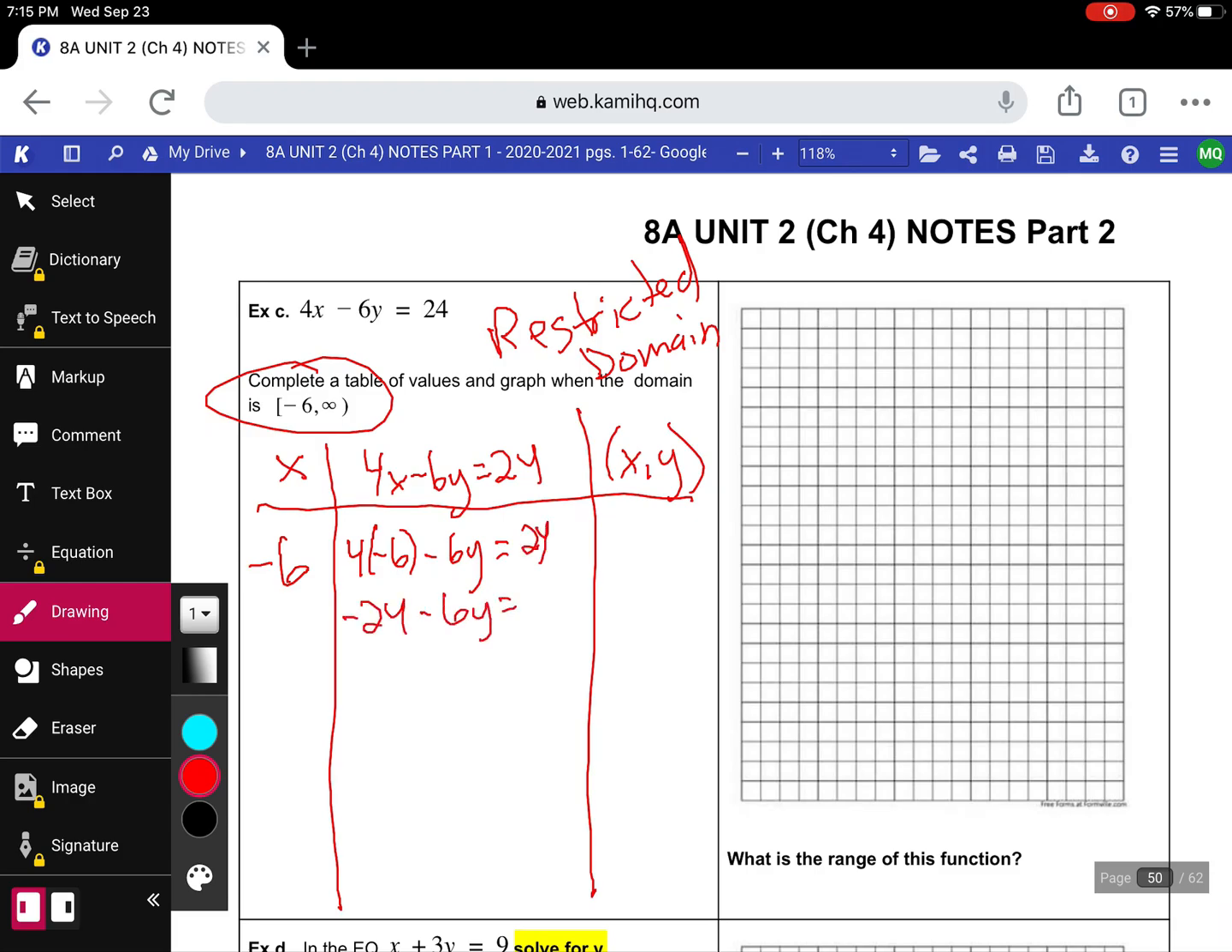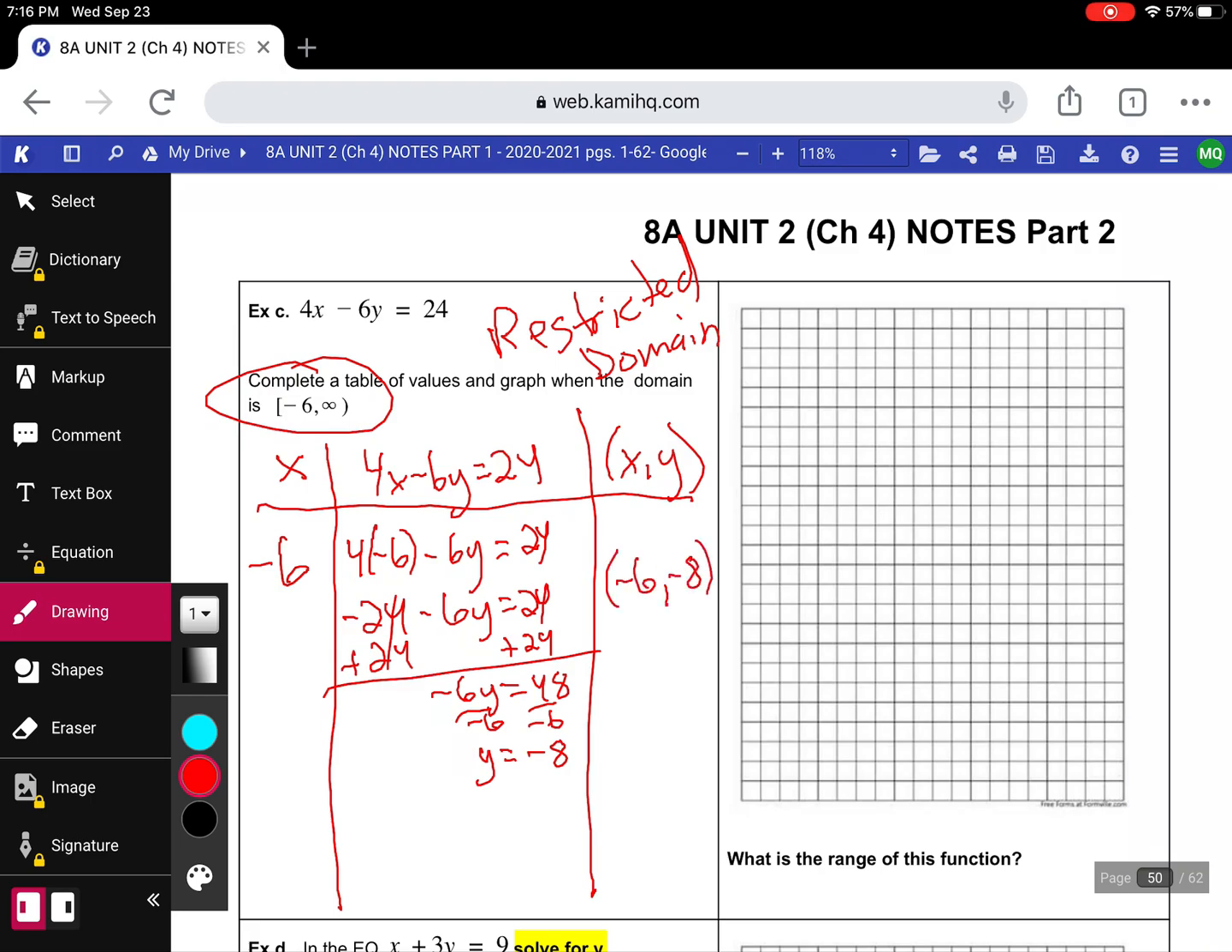-24 minus 6y equals 24. I'm going to add 24 to both sides. I get -6y equals 48. Divide by -6. I get y equals -8. So my first point is (-6, -8).